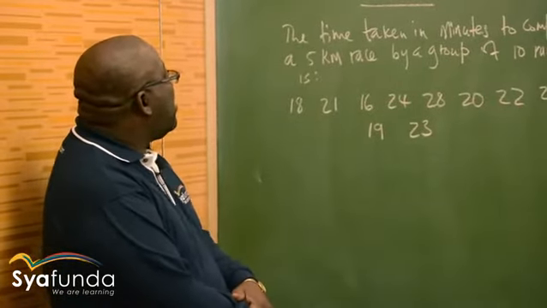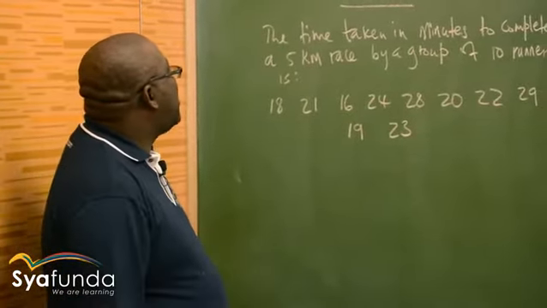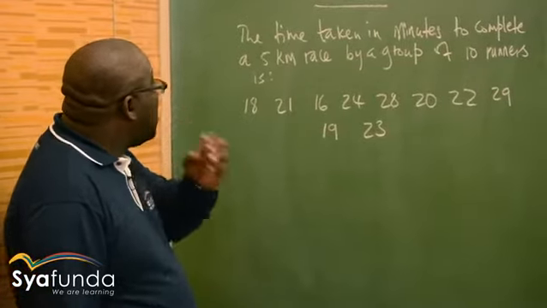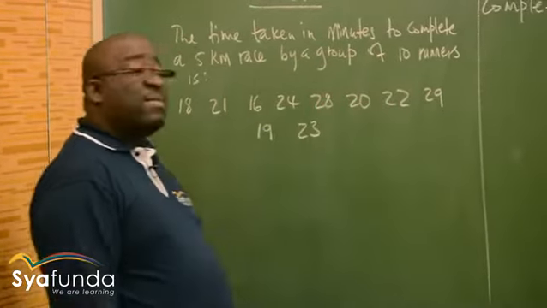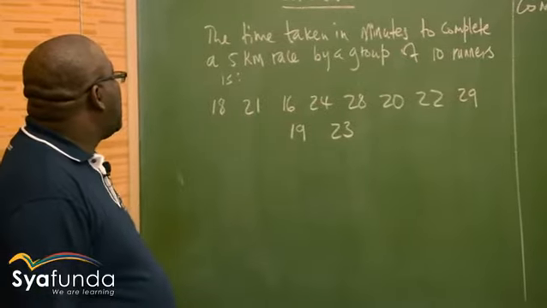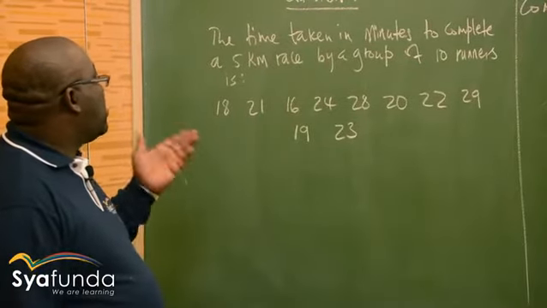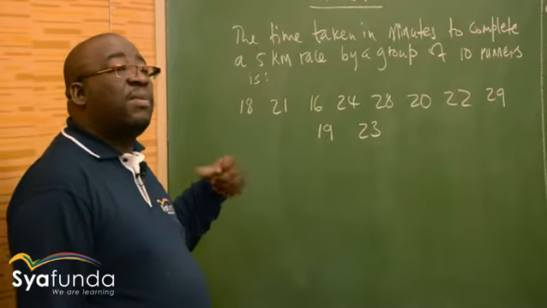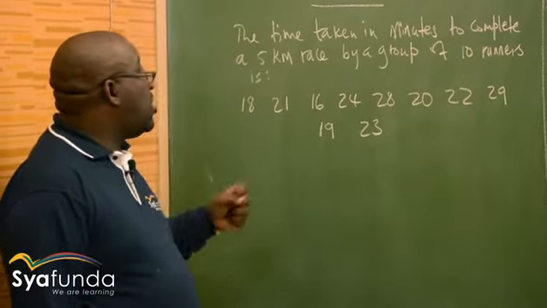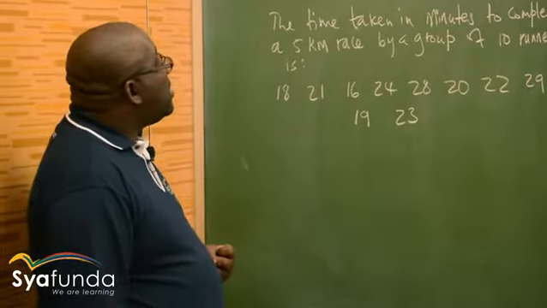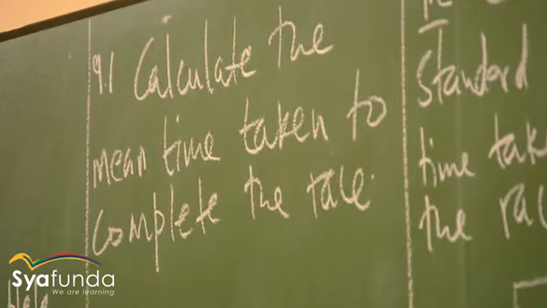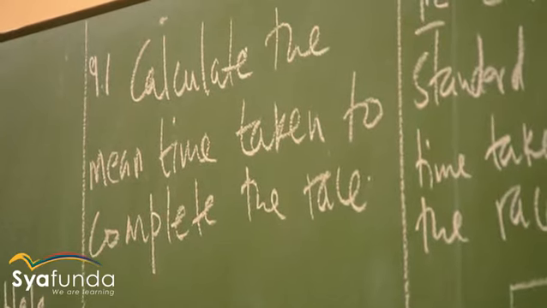The time taken in minutes to complete a 5-kilometer race by a group of 10 runners, so we're given the number of them, there are 10, is 18 minutes, 21 minutes, 16 minutes. This is just the data that has been given. It has not been organized. It's just the data. What are the questions? The first question, calculate the mean time taken to complete the race.